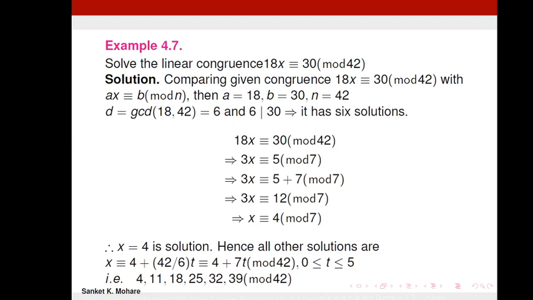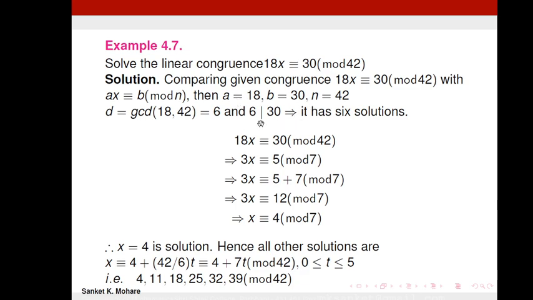So let's have example. Solve the linear congruence 18x is congruent to 30 modulo 42. So comparing given congruence with Ax is congruent to B modulo n, we obtain value of A is 18, value of B is 30 and value of n is 42. So GCD of A comma n, that is GCD of 18 and 42, is 6. So 6 divides 30, this implies it has 6 incongruent solutions, where 6 is GCD of A and n.